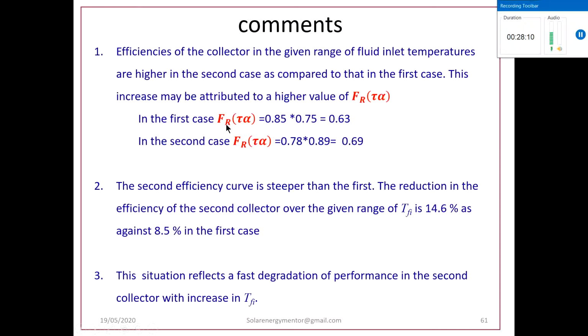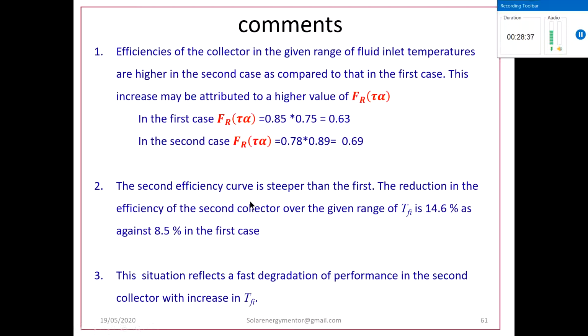In the first case, the FR tau alpha value is 0.85 into 0.75, that is 0.63. And in the second case, the FR tau alpha is 0.69. So higher value. That's why the efficiency value is higher, this thermal efficiency and optical efficiency. The product of thermal and optical efficiency is higher. So obviously the collector efficiency values we will be getting are higher.